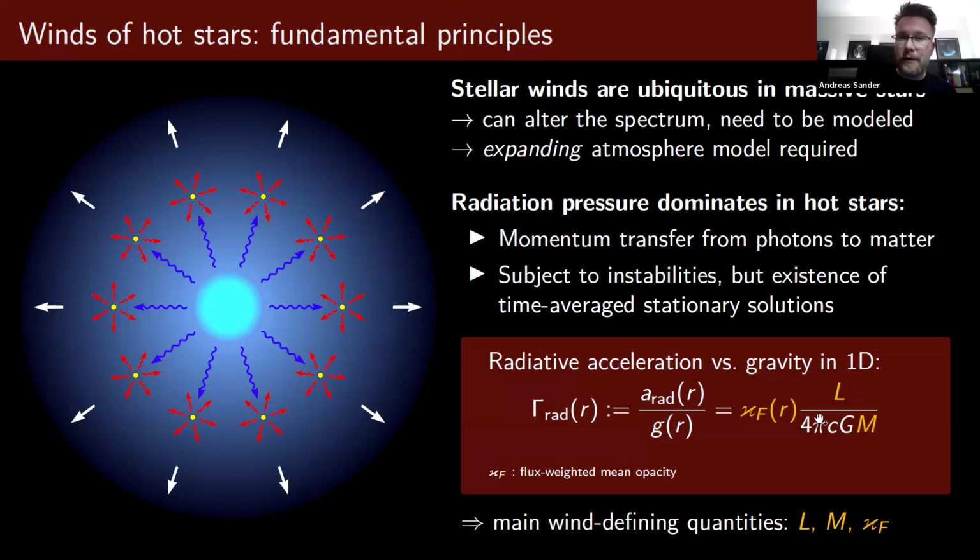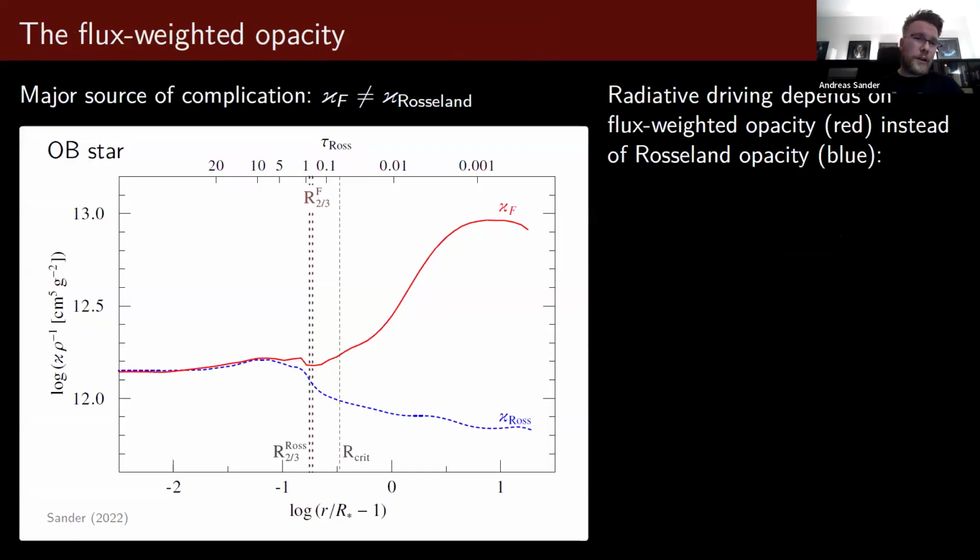And then you have this harmless-looking quantity here, which is called kappa F, the flux-weighted mean opacity. This is one of the reasons why we need detailed modeling, because this harmless-looking quantity is anything but harmless. If you calculate it and compare it with tabulated Rosseland opacities, you will discover that in the outer wind part, where it's getting interesting in terms of the stellar wind and its effect on the spectrum, you have a significant difference: the flux-weighted mean opacity is considerably higher than tabulated Rosseland opacities.